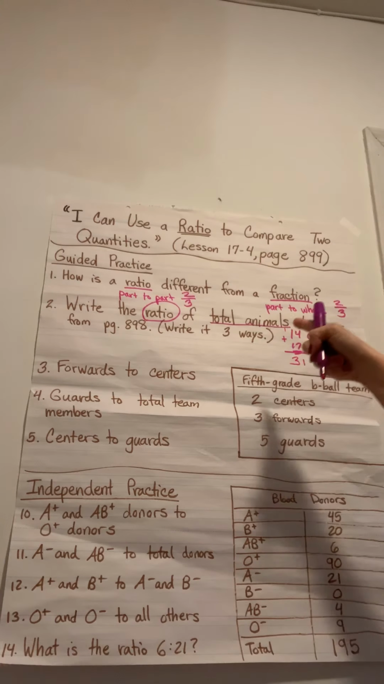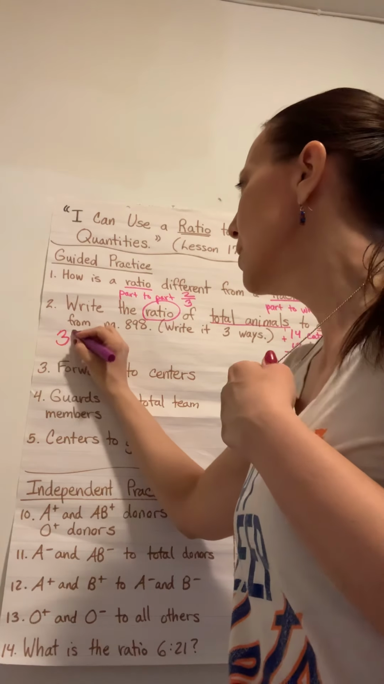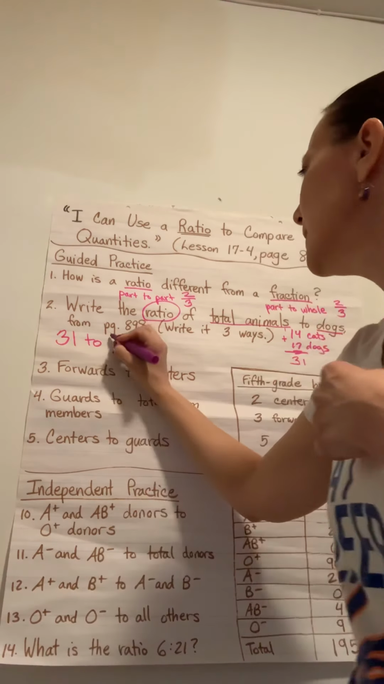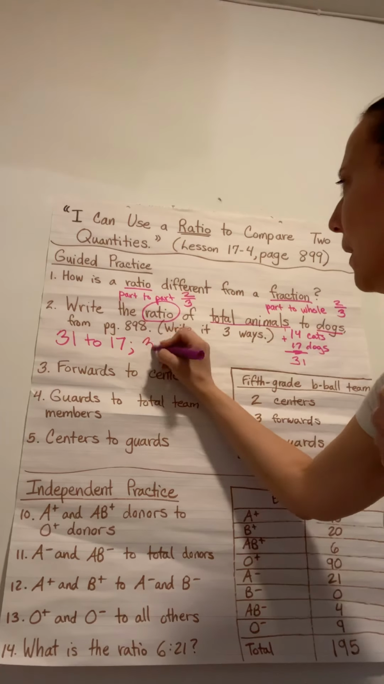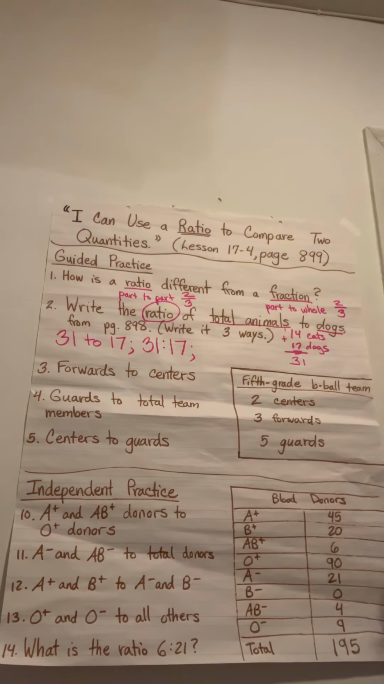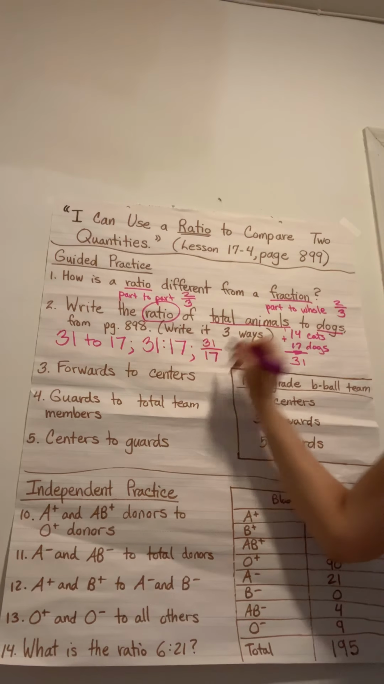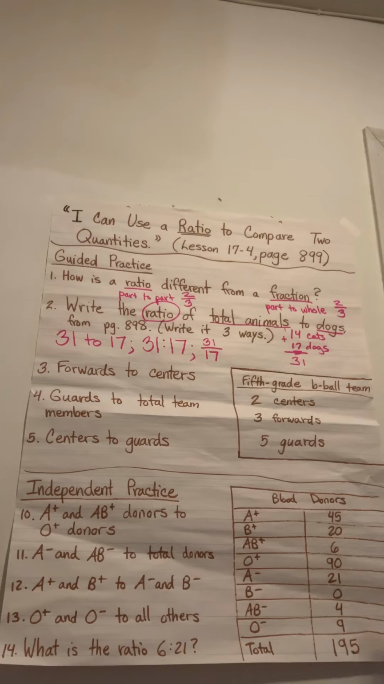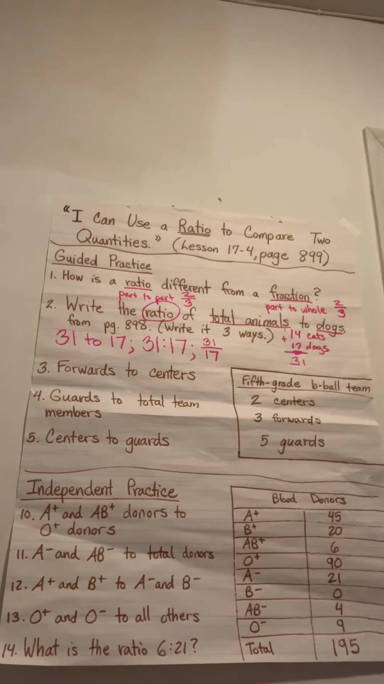So I'm going to say total animals first to dogs second, which means I can write it 3 ways. 31 to 17. I can write it with a colon, 31:17. Or I can write it as a fraction, 31/17. Okay, and again, that's the order. If I asked for the ratio of dogs to total animals, I would flip all of those around. But they asked for the total animals first, so those are the 3 ways I could write it.